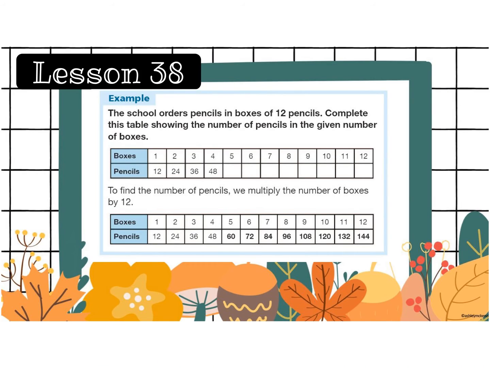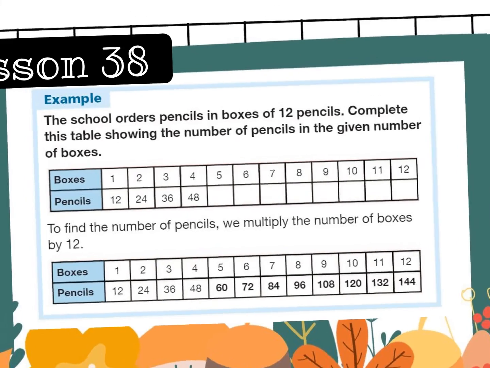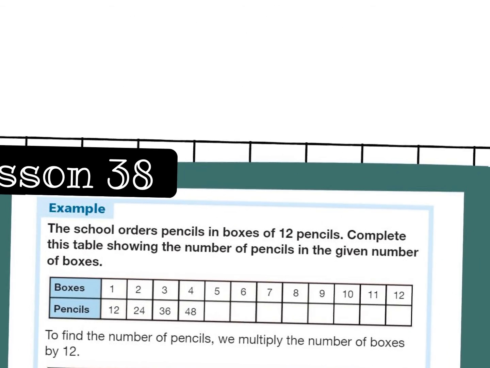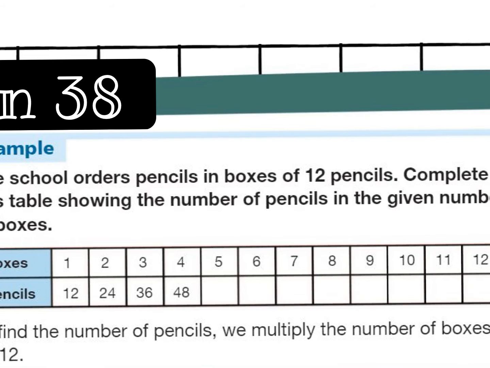Okay, let's look at an example. It says the school orders pencils in boxes of 12 pencils. Complete this table showing the number of pencils in the given number of boxes. Now if I just look at this top part, it says to find the number of pencils, we multiply the number of boxes by 12. So if you look at the boxes on the top, I multiply that by 12 to get 12 pencils. 2 boxes is 24 pencils. 3 boxes, 36. 4, 48.